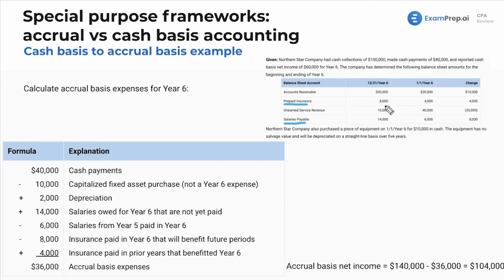So prepaid insurance, here we go. It's going to be a net negative here. And that's how we get to our $36,000 of accrual basis expenses. All right. Same as always, calculate net income. Super simple. It's revenues minus expenses, getting us to our final answer of 104.